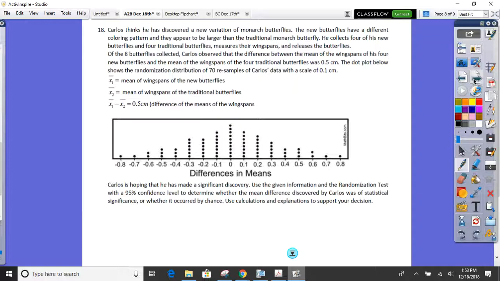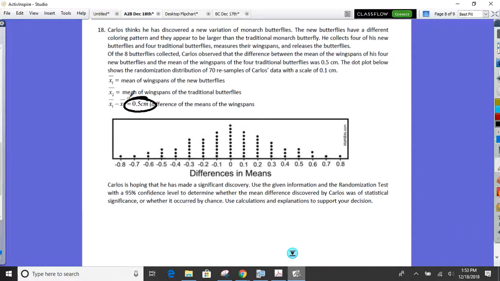All right, quick question. Tomorrow, if I say, what's that 0.5 mean in context to the problem? On average, the new butterflies had a wingspan of 0.5 centimeters greater than traditional butterflies. That's what that means. Okay, we do the simulation. Everyone see where 0.5 is? There it is. And we count how many are at or above, in this case, 0.5.